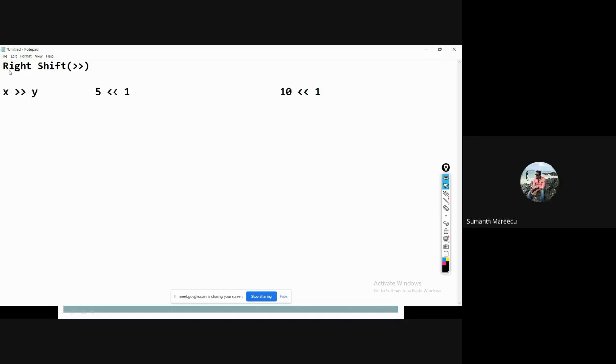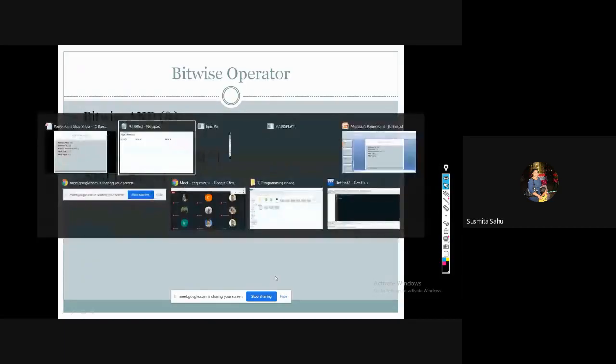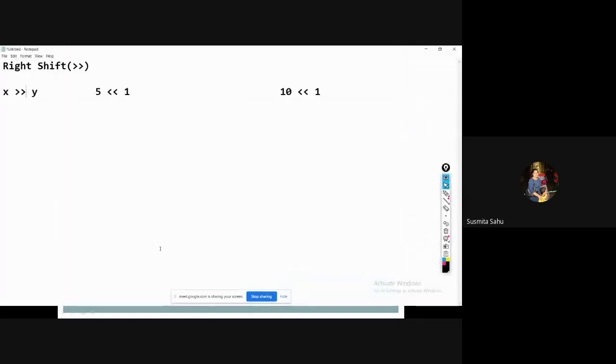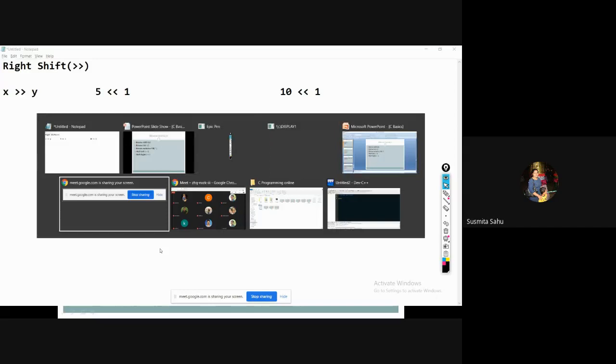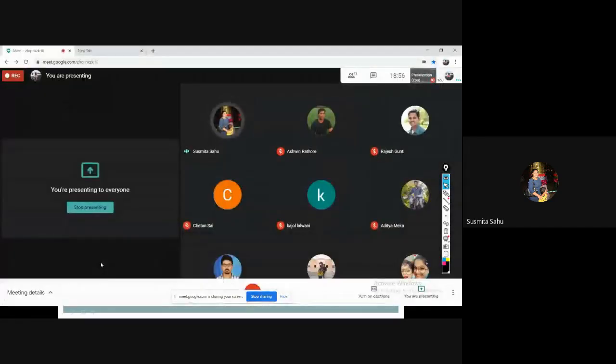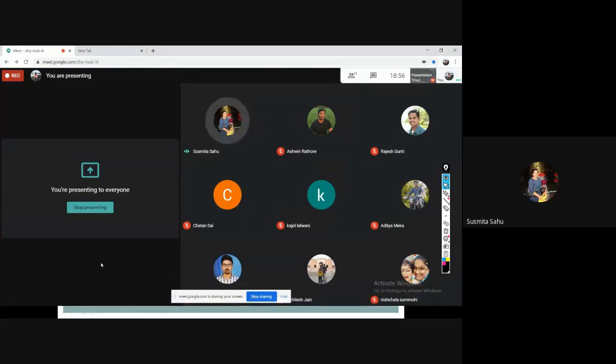Sir, in the left shift, we had 5, whose binary is 101. So why should we put zeros again?